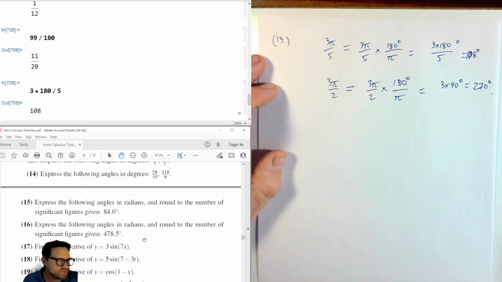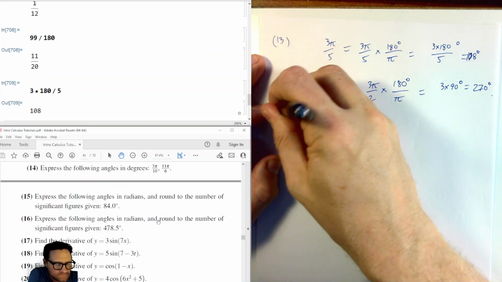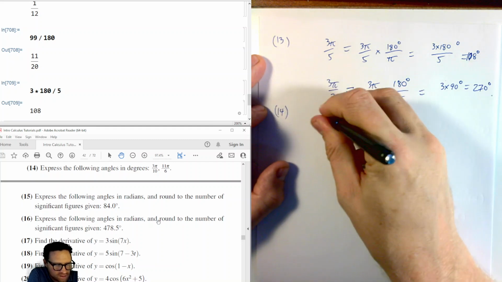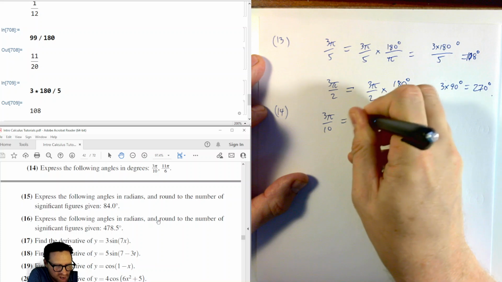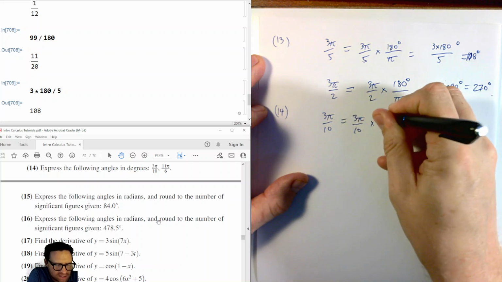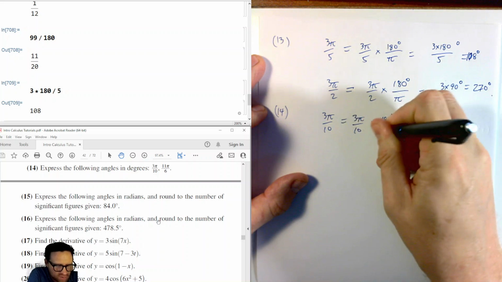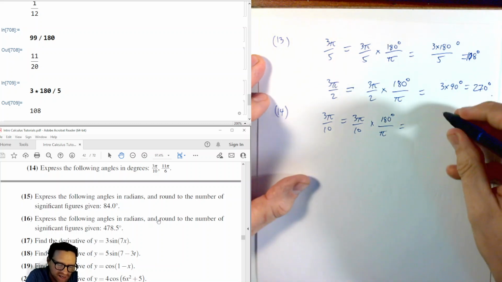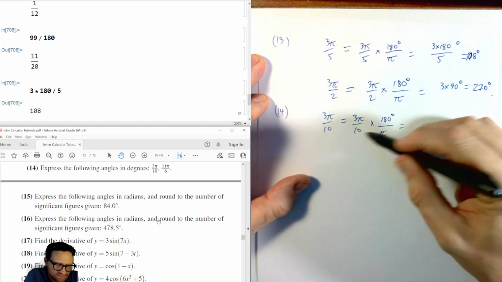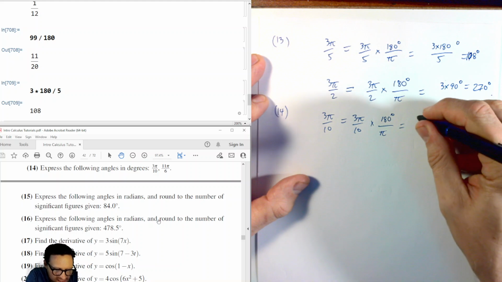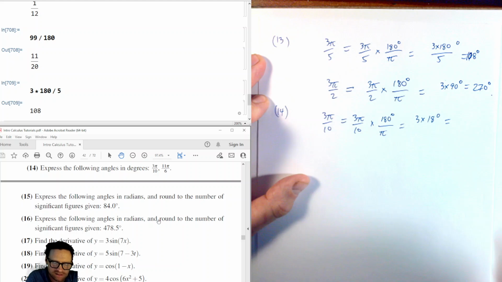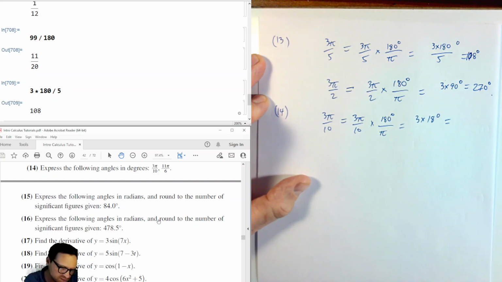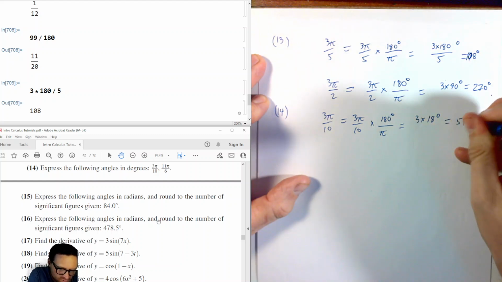Question 14. 3π/10 radians is equal to 3π/10 times 180 degrees over π. We cancel the π. Divide the 10 into the 180 as well. So this is 3 times 18 degrees. 18 times 3 is 30 plus 24, which is 54 degrees.